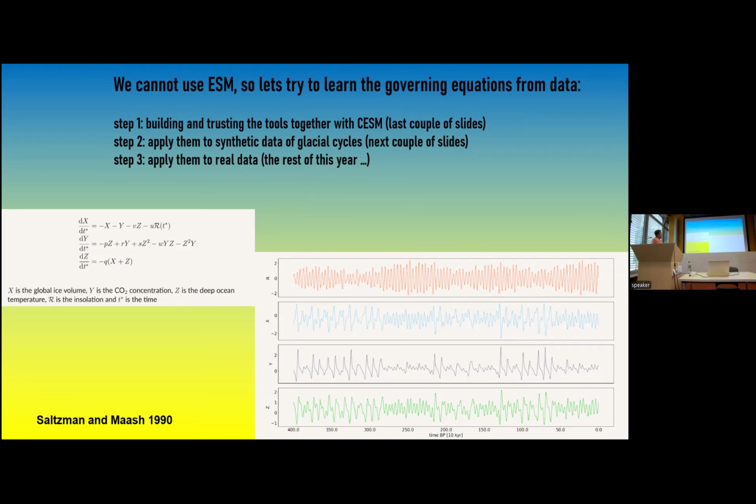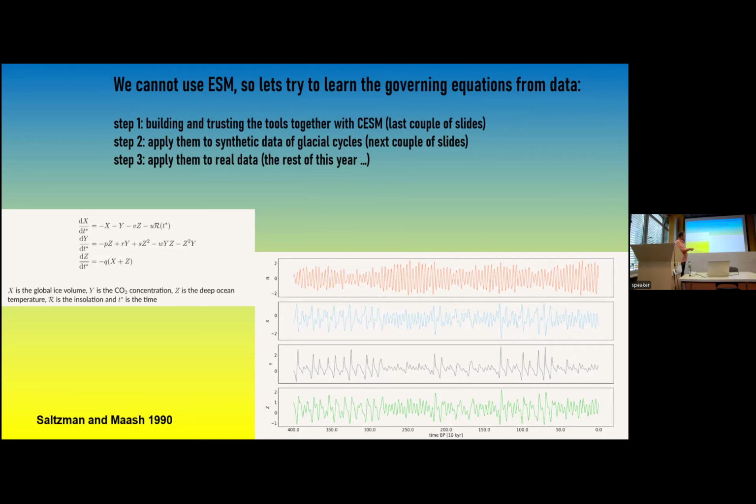So this is a set of three SDEs. X is the global ice volume, Y is the CO2 concentration, R is the insolation, and Z is the deep ocean temperature. So Saltzman and Maasch claimed, I think quite believably, that these three equations are enough to reproduce the observed behavior. This is what you see here.